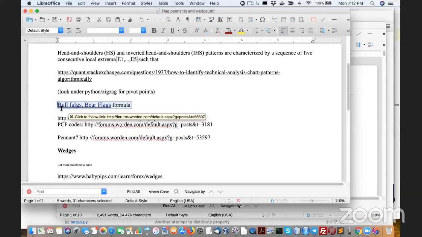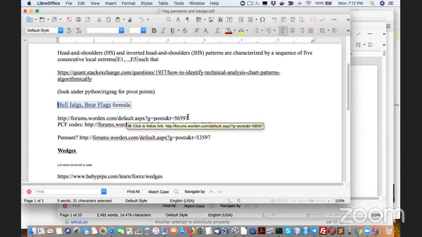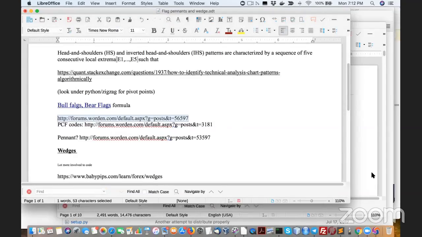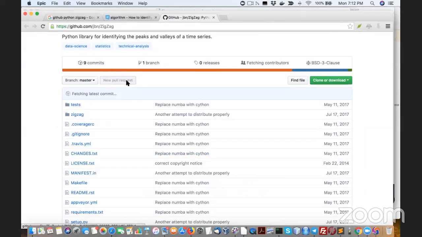Sorry, not the zigzag, the bull flag and the bear flag formula. As I said, there are different trading rules that you can apply, and this can be applied to any trading platform. So I'll put this in the Zoom. And basically what we're dealing with is, just jump over to it.